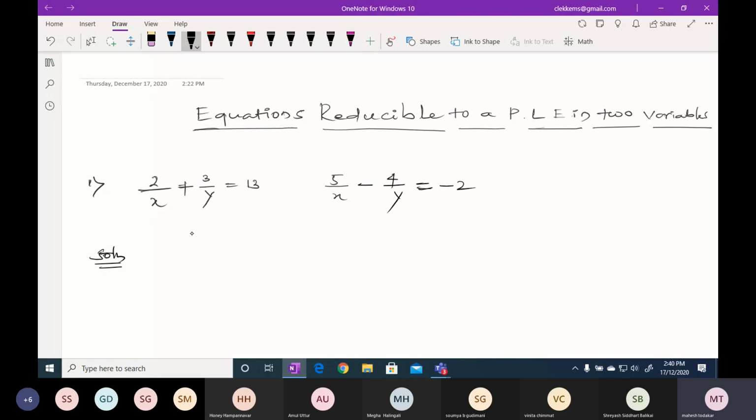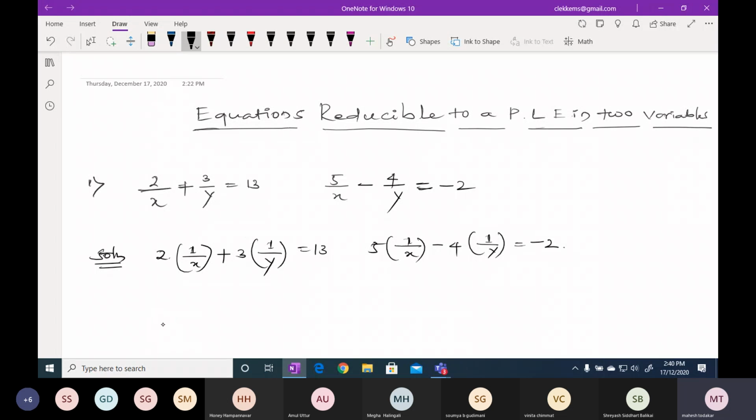Solution for this: we can take 2 outside and write 1 divided by x. So 2 into 1/x is 2/x, plus 3 times 1/y is equal to 13. Similarly for the second equation, 5 outside, keeping the bracket 1/x minus 4 times 1/y is equal to -2. These are the two equations.